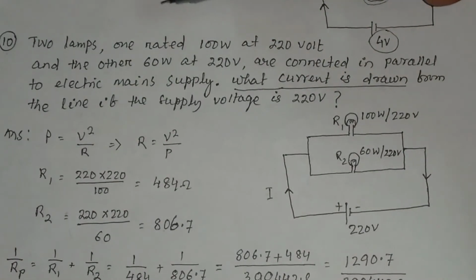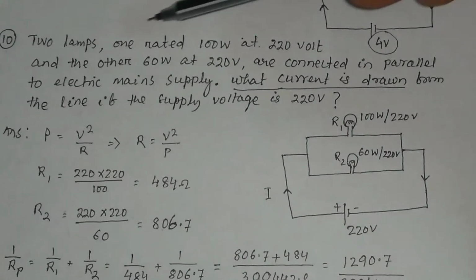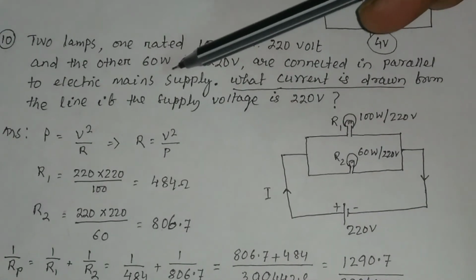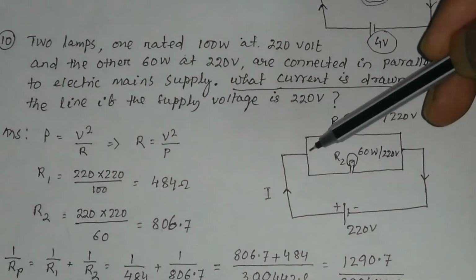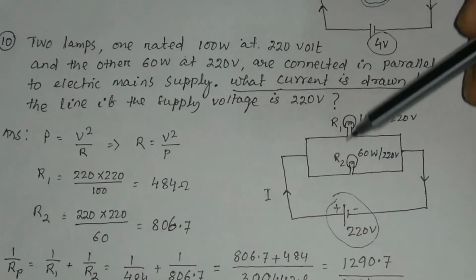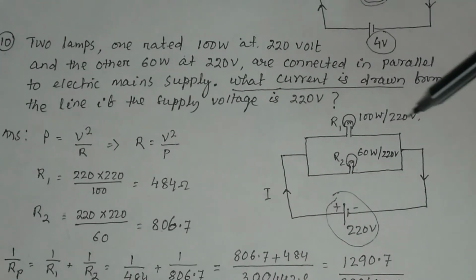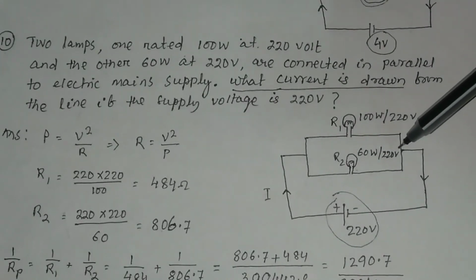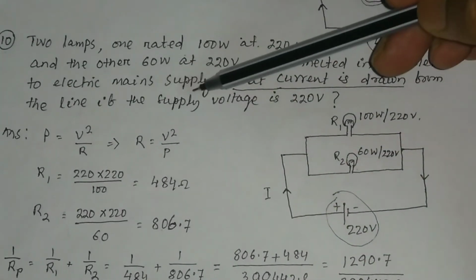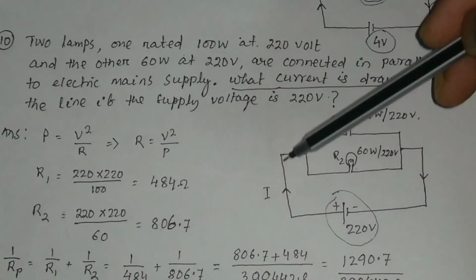Next problem. Two lamps rated 100 watt at 220 volt and 60 watt at 220 volt are connected in parallel to the electric main supply. This is an electric supply of 220 volt. Two bulbs are connected in parallel. One is 100 watt 220 volt, another is 60 watt 220 volt. The question is, what current is drawn from the line if the supply voltage is this? So we have to calculate this current.